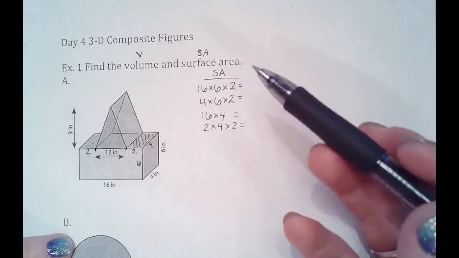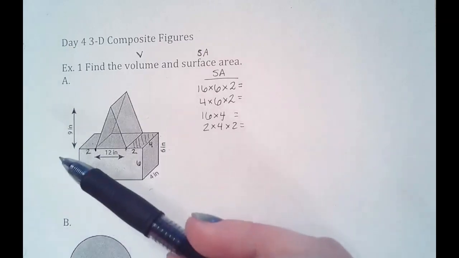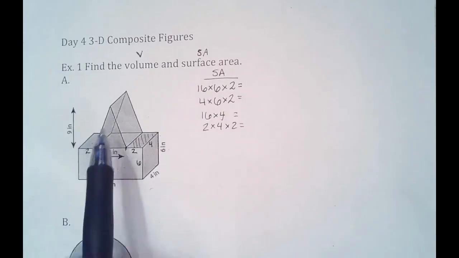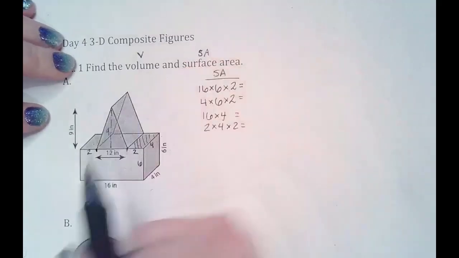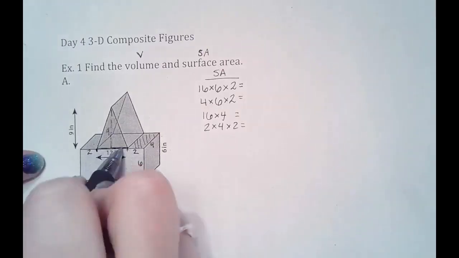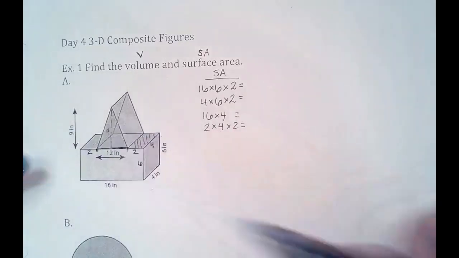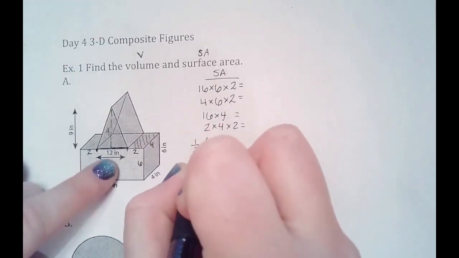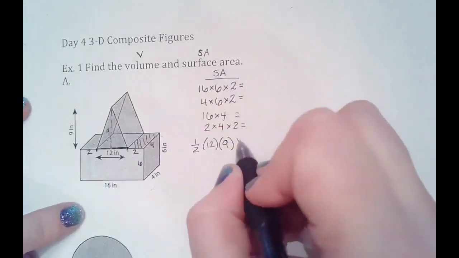Right? Then we need to find our surface area for this triangle up here, this triangular prism. If the height of my triangle is 9, and the whole base is 12, I can find both of these triangles because it's 1/2 times base times height. So it's 1/2 times the base, which is 12, times the height, which is 9, and there are 2 of those triangles, so times 2.